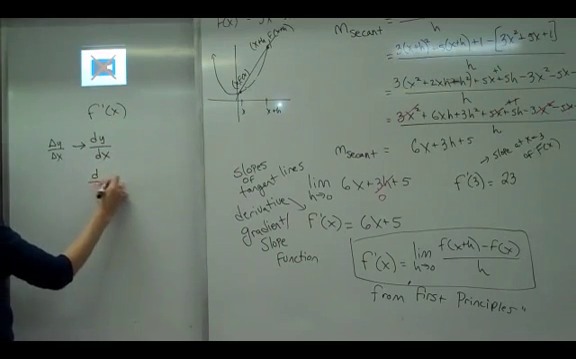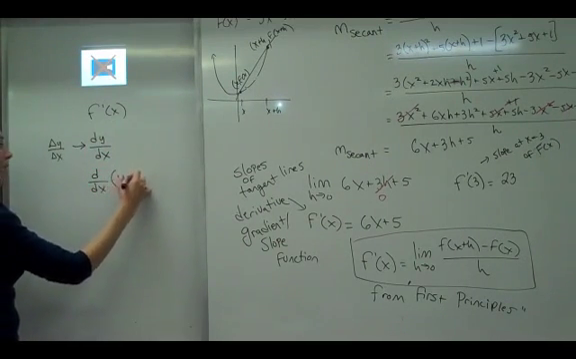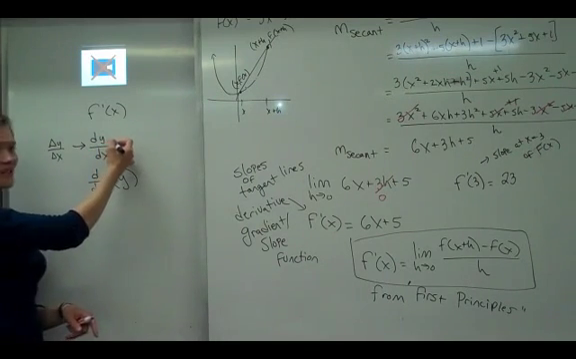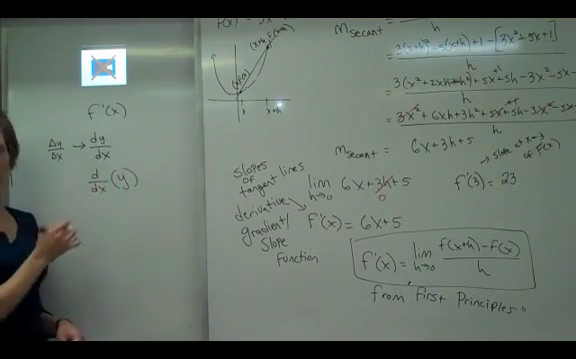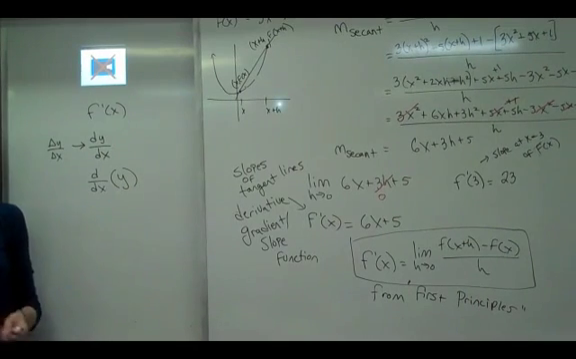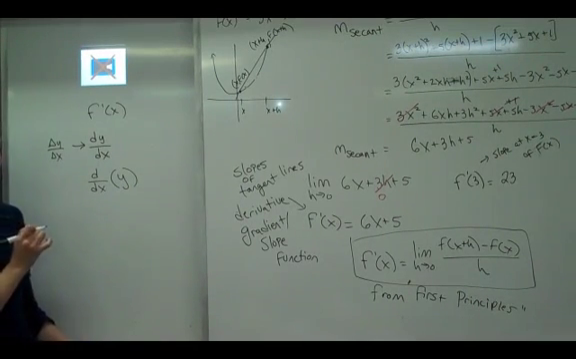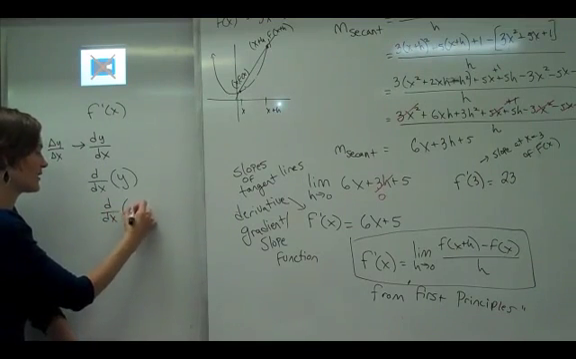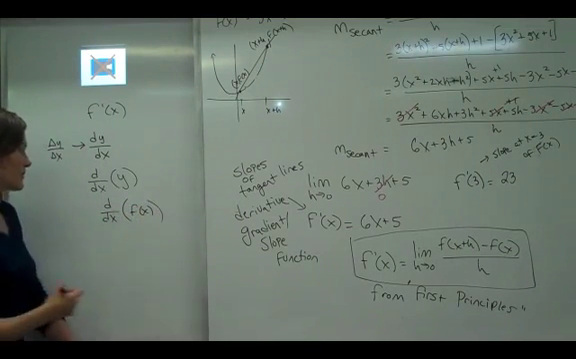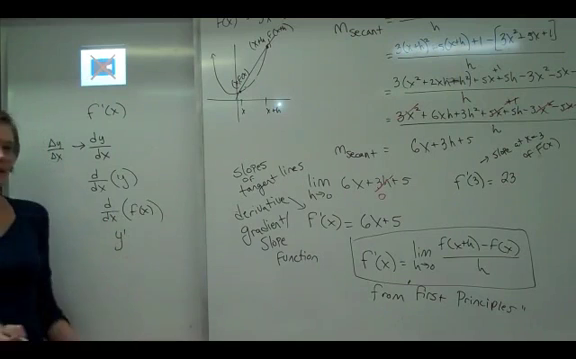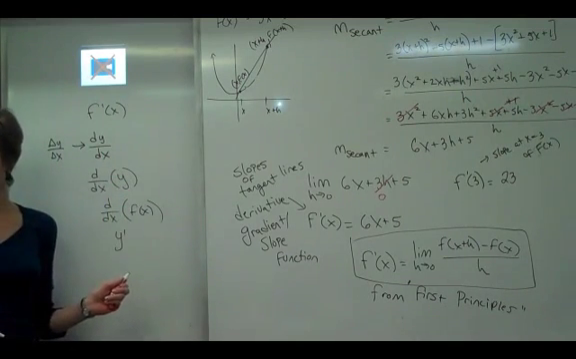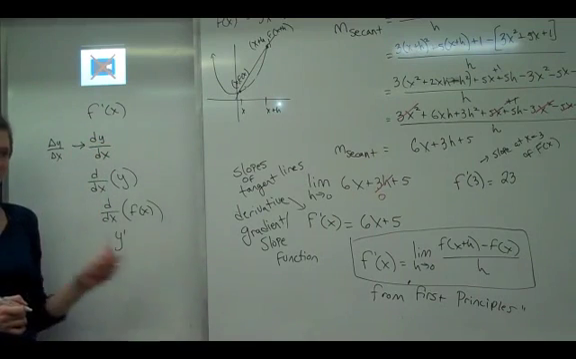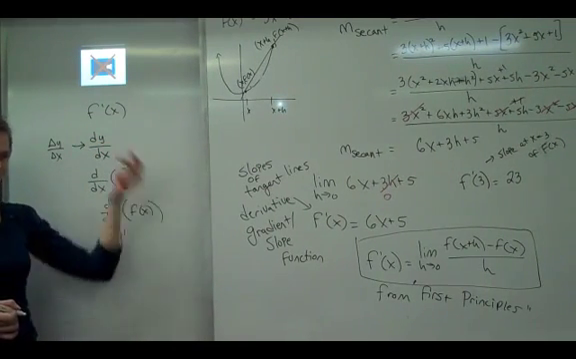I also might see d dx of y. So I'm taking the derivative of this. Notice it's just the same equation up above, but I've pulled out the y, so I'm taking the derivative of y. So all those three are the same. They mean the exact same thing. I might also see d dx of f of x or some function. I might see y prime. These are the exact same thing, but typically if something is presented like this, I give my answer like this. Does that make sense? They all mean the same thing.